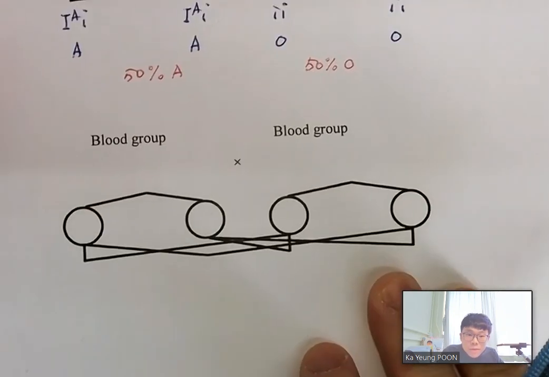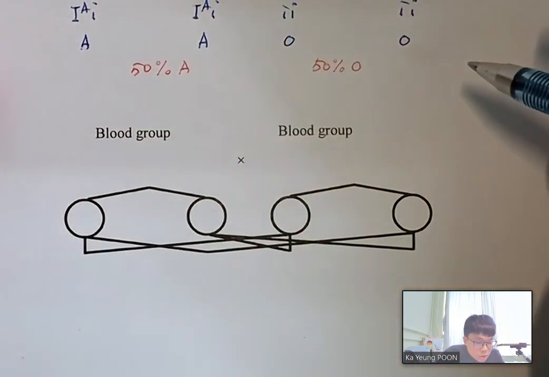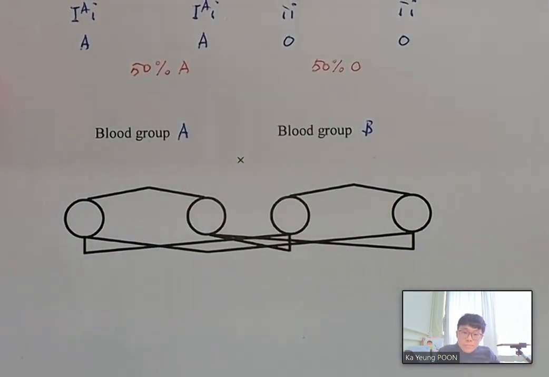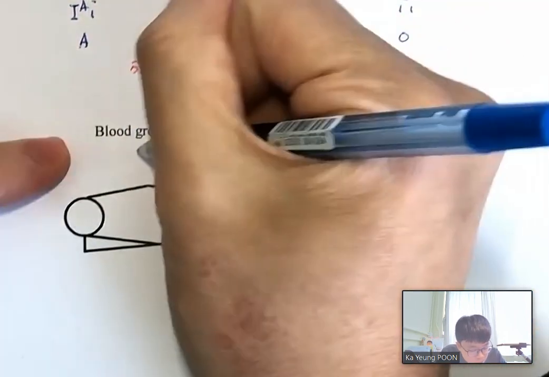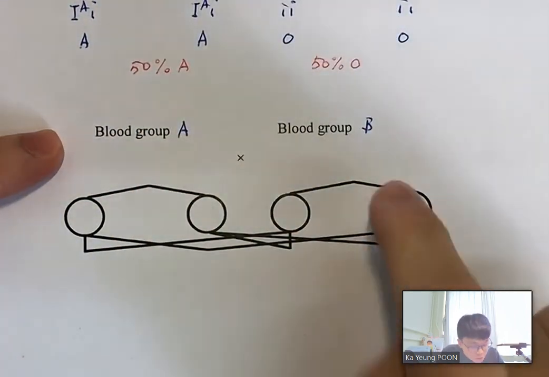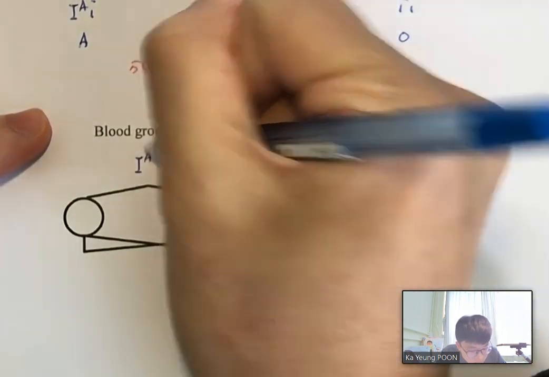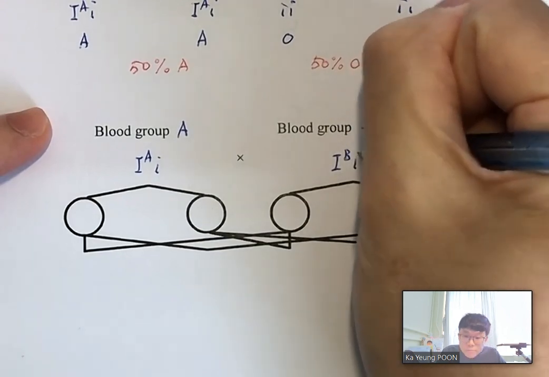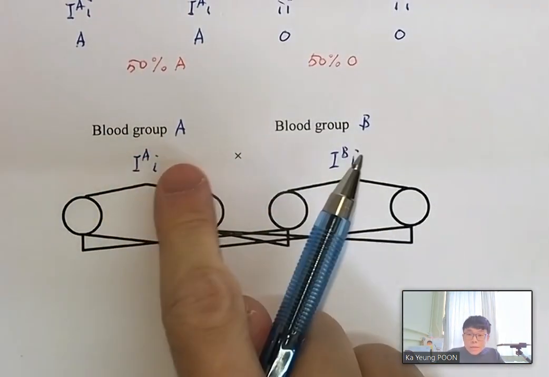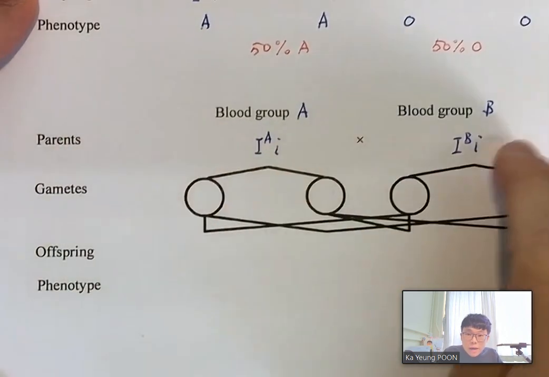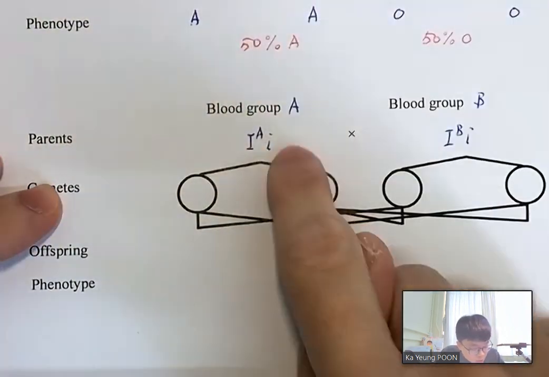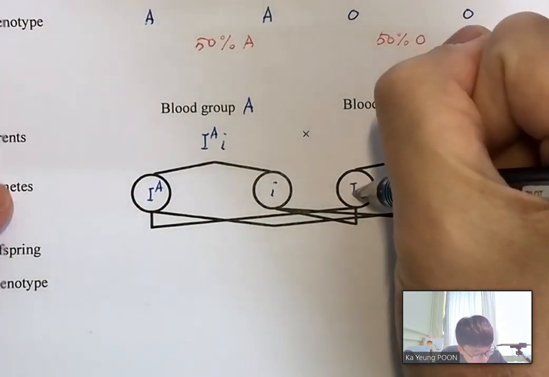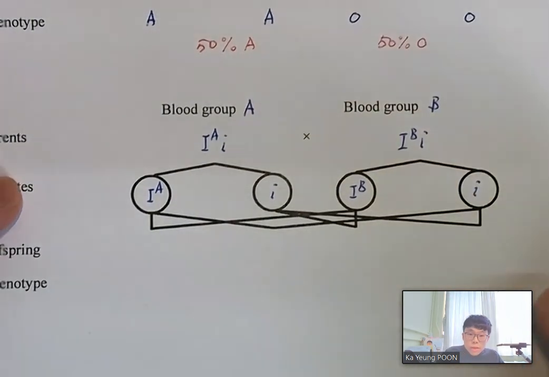All right, now an interesting example might be blood group A and blood group B. Let's say both of them are heterozygous, then there will be big IA and small i, and big IB and small i as well. Then the possible gametes from these two parents: the male parent gives big IA and small i, and the female parent gives big IB and small i. Now, that's so funny.